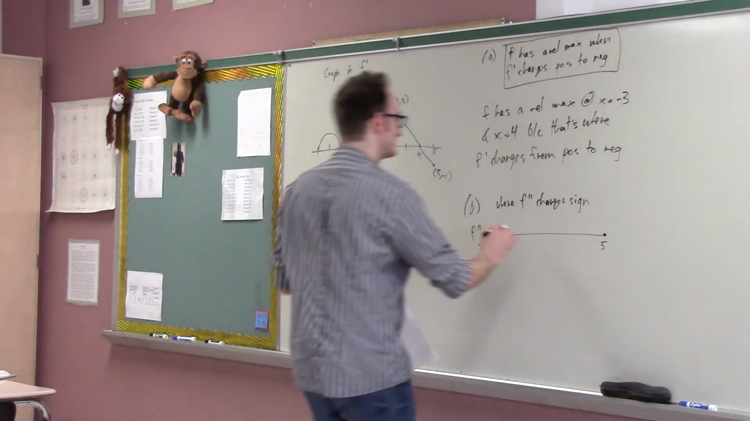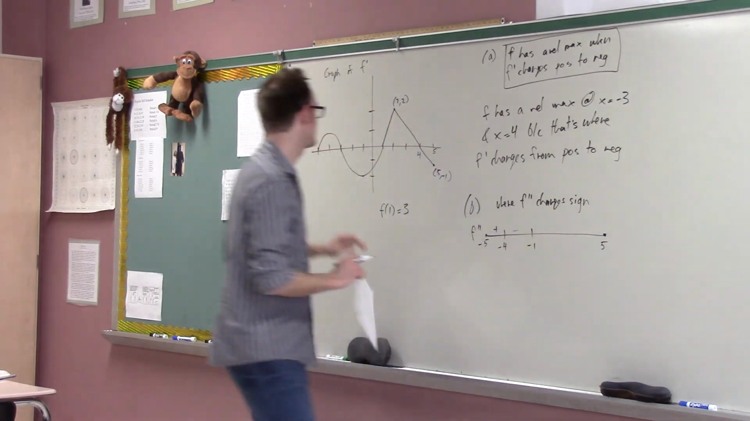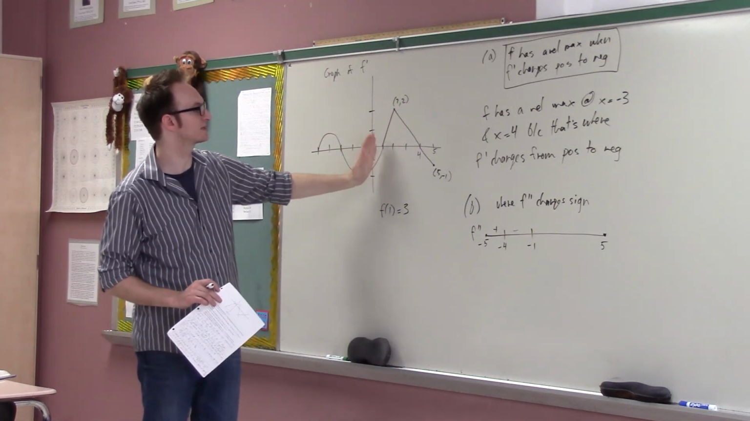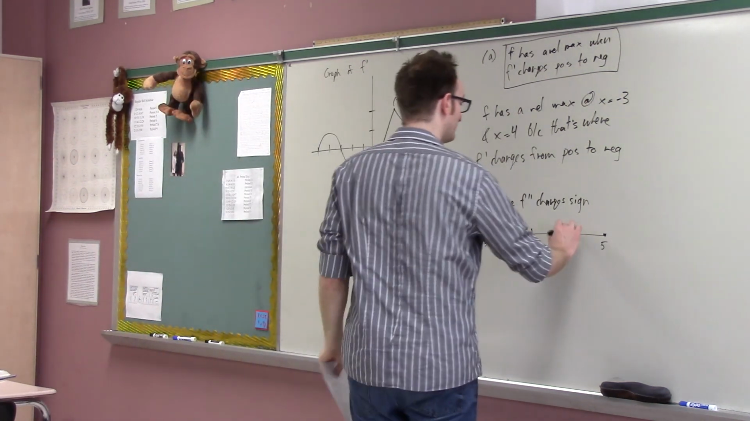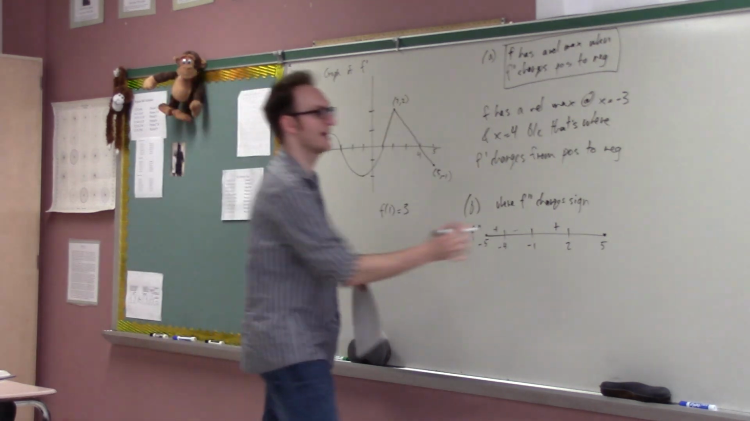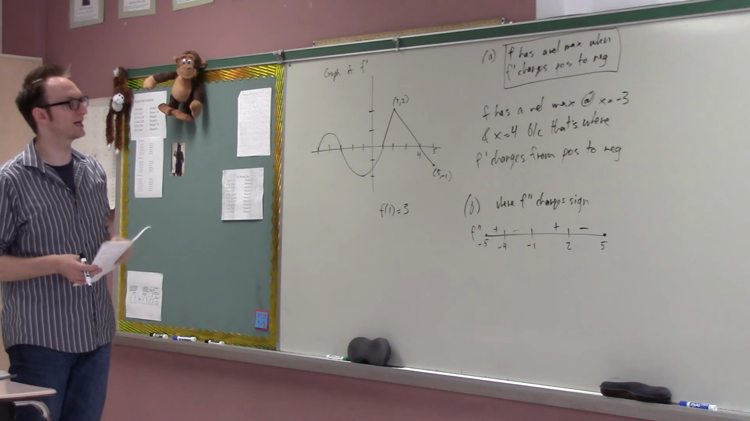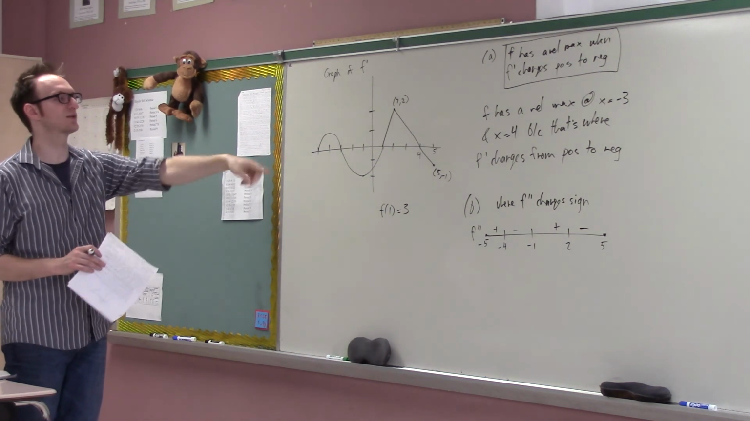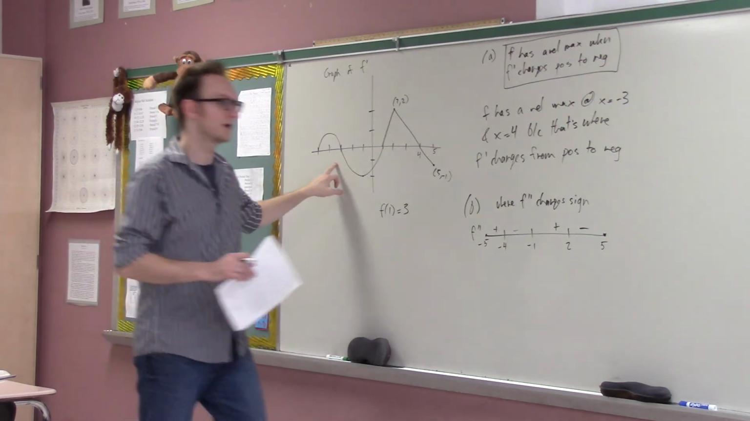So f double prime is negative from -4 to -1, and then the slope of this graph is positive until 2, and then the slope of this graph is negative again until 5. And so the answer is there's a point of inflection wherever the second derivative changes sign, which is essentially like the derivative of this graph.